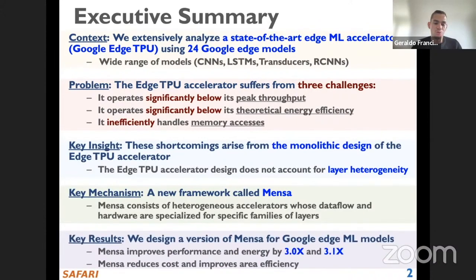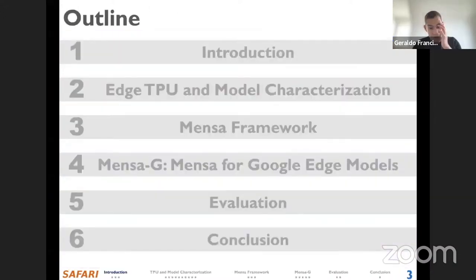So we use this framework to propose Mensa-G, which is a version of Mensa for those 24 Google neural network edge models. And we see that Mensa-G improves performance and energy efficiency by 3 times and 3.1 times compared to the baseline Edge TPU accelerator, and also reduces the cost and improves the area efficiency of the overall system. So here's the outline for this talk.